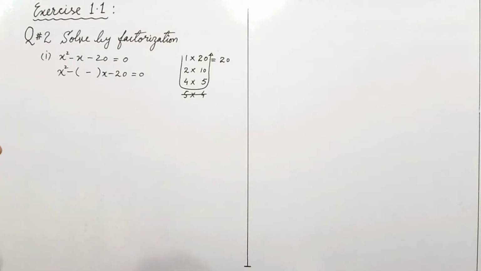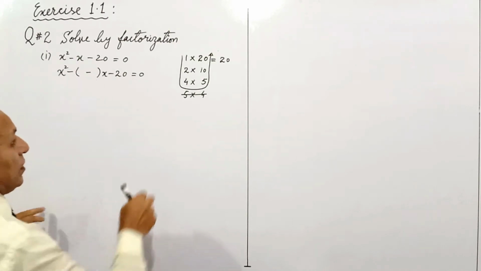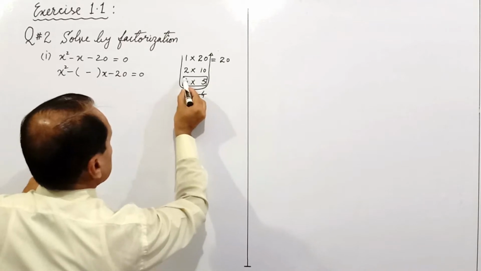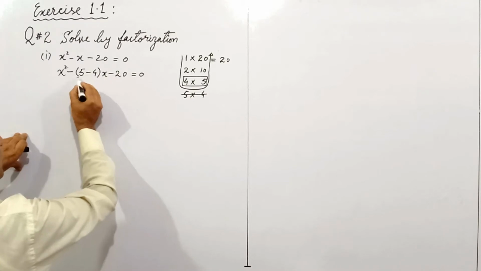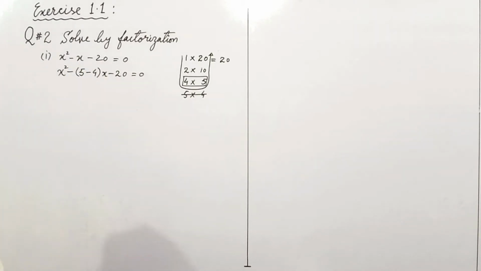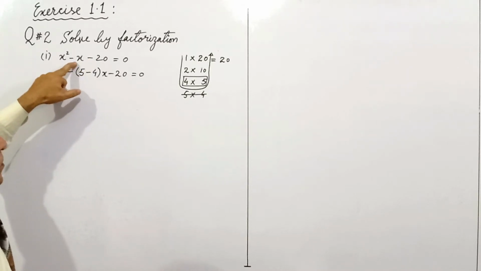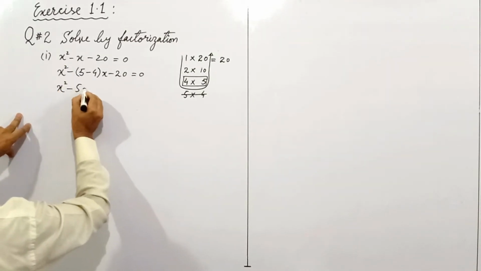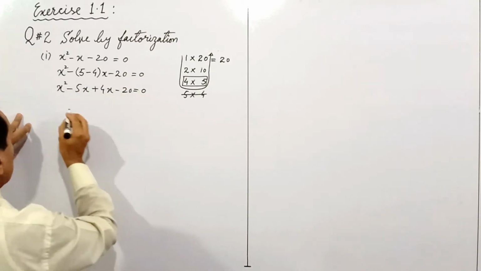Now we have to find out the pair of numbers which fits that condition. Mean 5 and 4 is the suitable pair. If we put over here 5 and 4, 5 minus 4 will be equal to 1. It means the last term will give us the operation which we perform for the middle term. Now we have x square minus 5x plus 4x minus 20 is equal to 0.